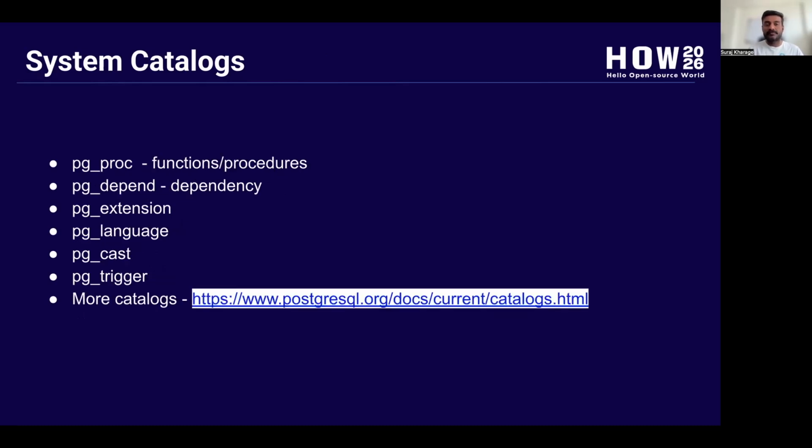Again, here are a few more system catalogs. pg_proc stores the information about functions as well as procedures. Dependencies are stored inside the pg_depend catalog. If you create any extension, then that information gets stored in pg_extension. pg_language, pg_cast, and pg_trigger are, again, self-explanatory catalog tables. There are more system catalogs in PostgreSQL, and you can find more information about them in the PostgreSQL documentation.